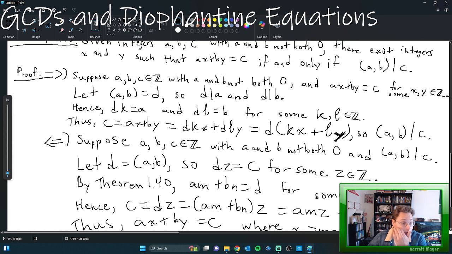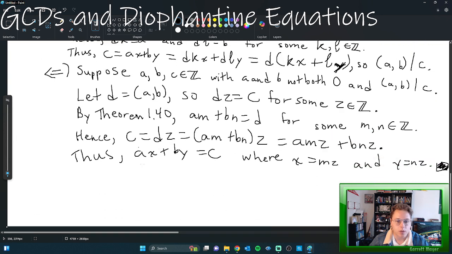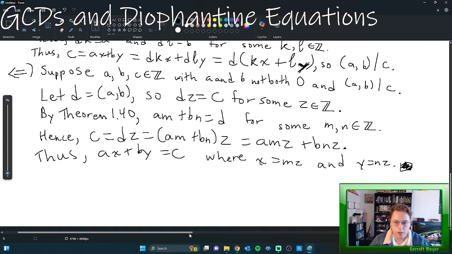So what we've shown is that when we know we have solutions to ax plus by equals c, it says that c is some multiple of the greatest common divisor of a and b. So now we have a basic understanding of what circumstances ensure that ax plus by equals c has a solution. However, what we're left with is the question of how we can actually generate these solutions. And that's where the Euclidean algorithm is helpful.